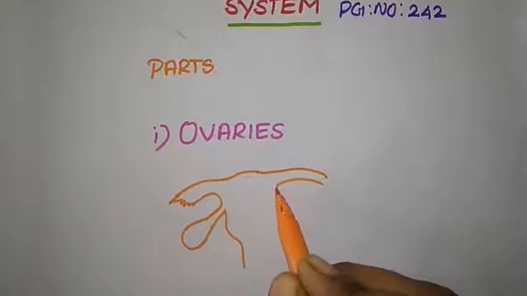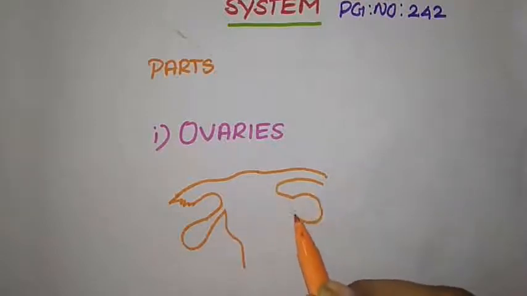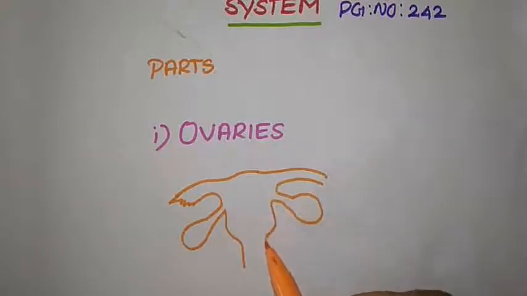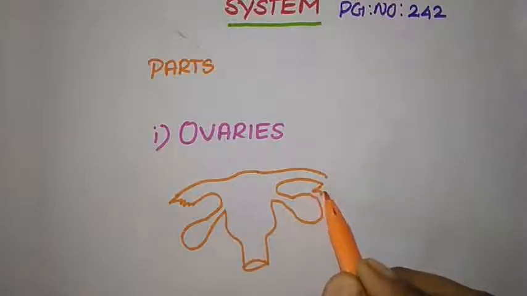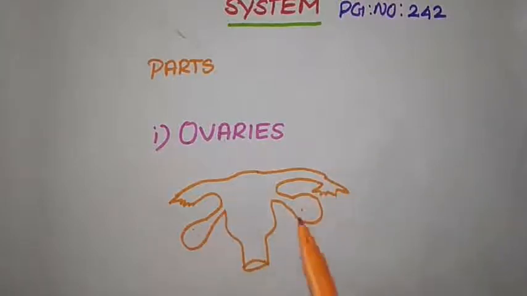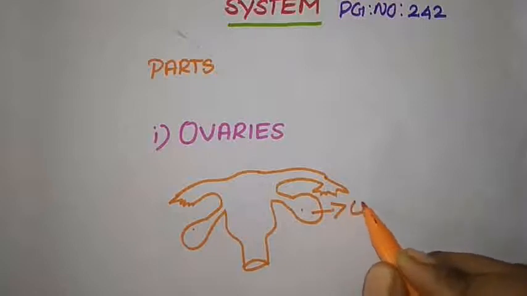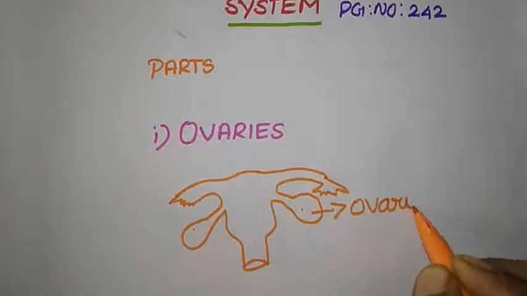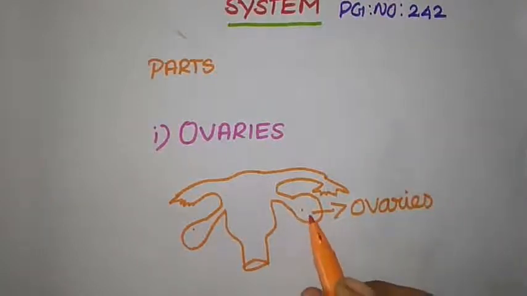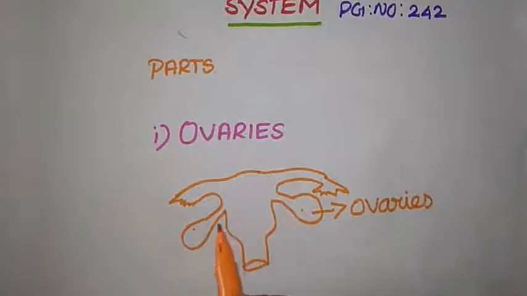and here there are two bag-like structures. This is the structure of the ovaries. Okay, but what is this? Ovaries. They are attached on both sides of the uterus. Uterus on both sides, they are attached.